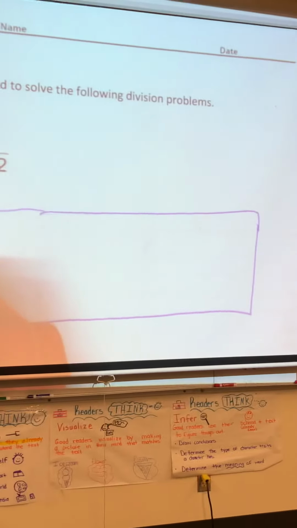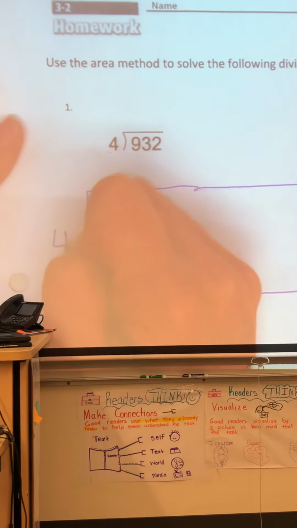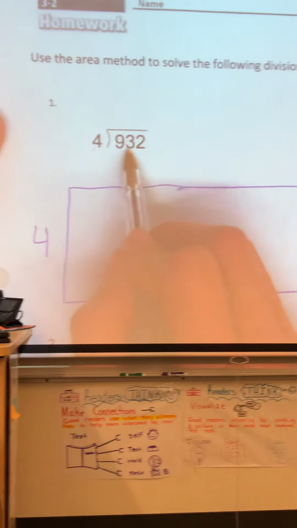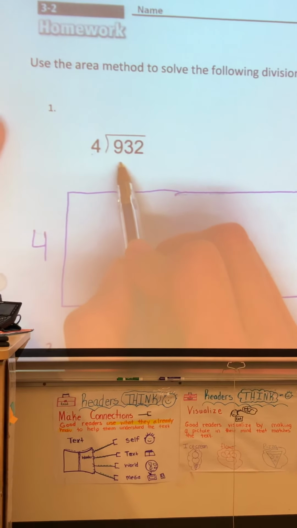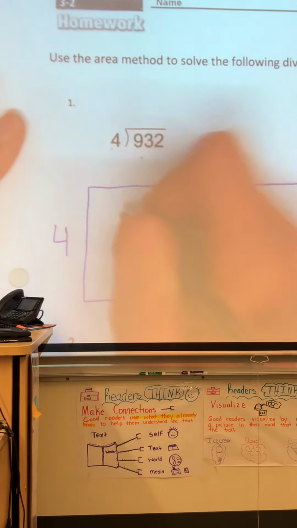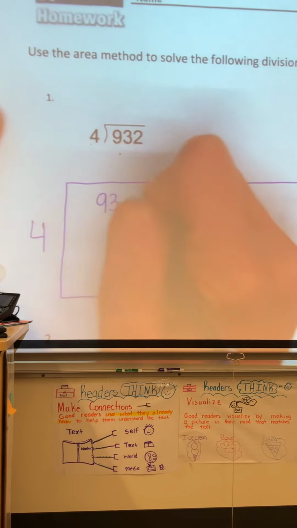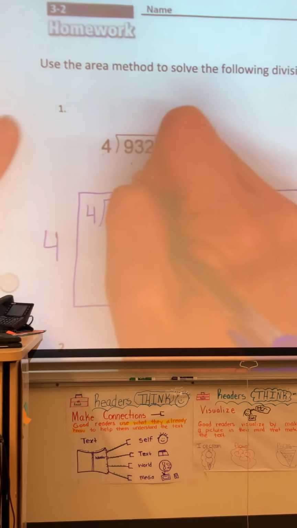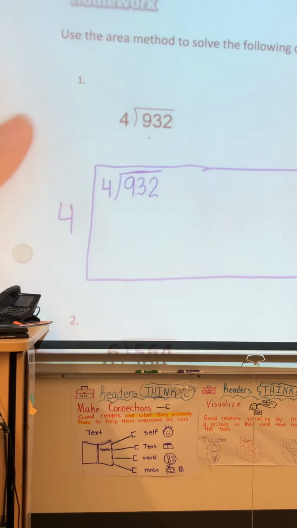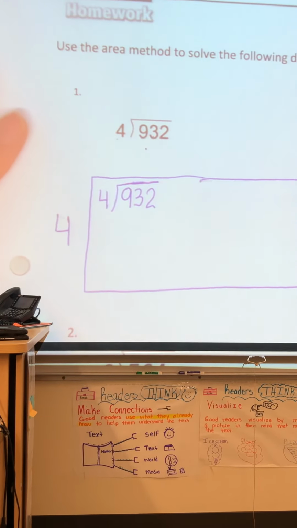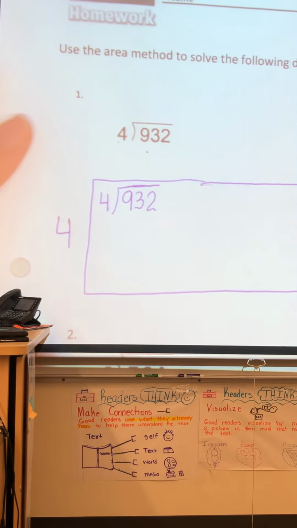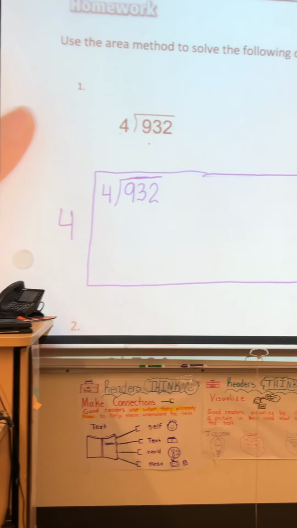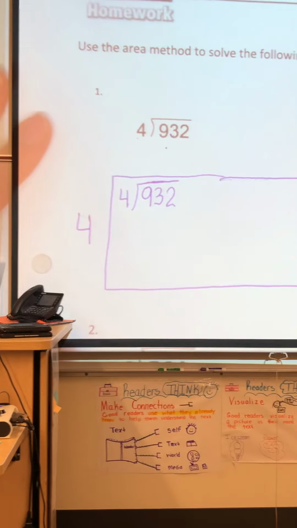This 4 is on the side here, so it's going to go on the side. The 932 is on the inside here, Lily, so it's going to go on the inside. And then I'm just going to put that 4 here so I can see that this is my division problem. All right.